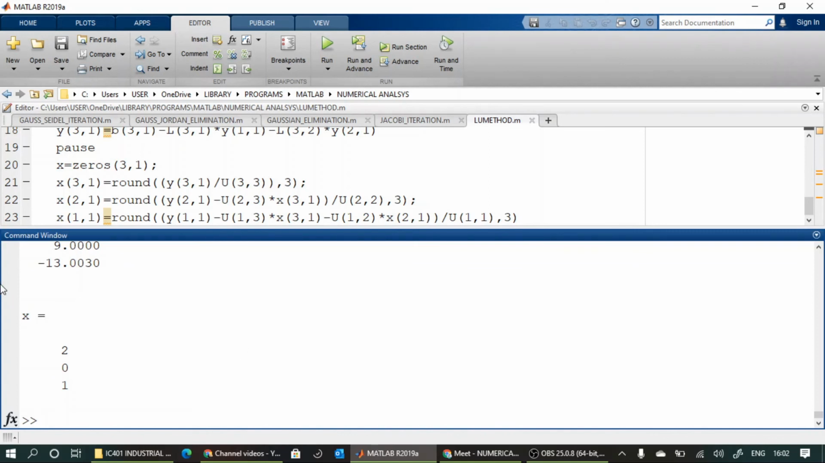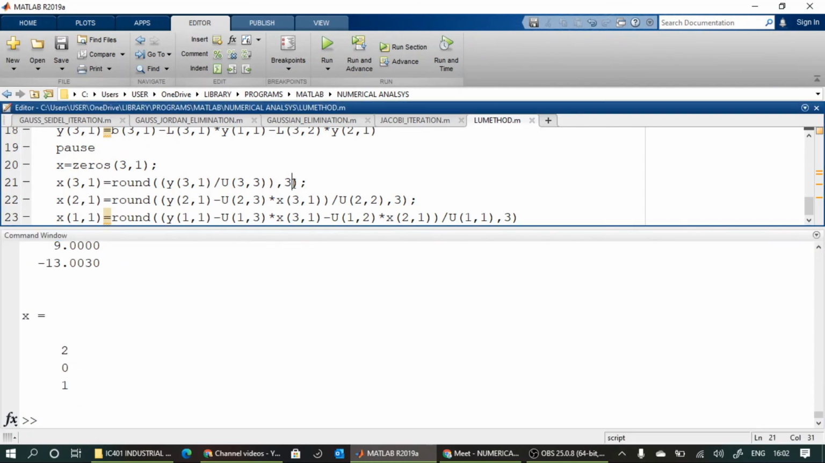This is the algorithm. So here you can see that we are finding x by using y. This is divided by that U33, means last row. Last row is last component U33 only. Then x2 is equal to this one. So like that we are finding. Okay. So this is 2 0 1.